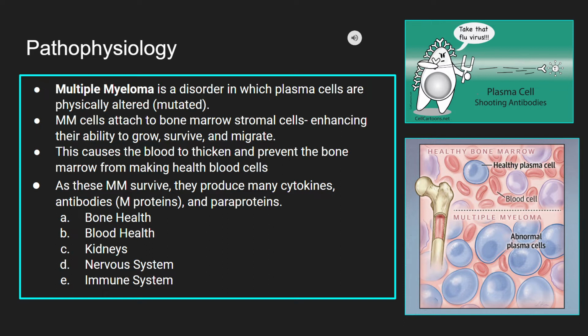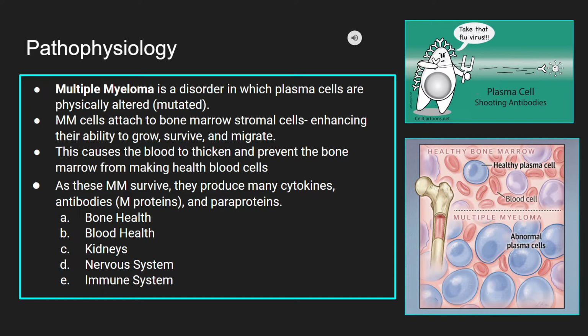Unfortunately, these plasma cells can mutate and become abnormal, as in the case of multiple myeloma. These B cells are triggered to create unhealthy plasma cells, which then go on and attach themselves to bone marrow stroma cells, which enhances their growth and survival at a much higher rate than normal plasma cells. These plasma cells live longer and are much more abundant.